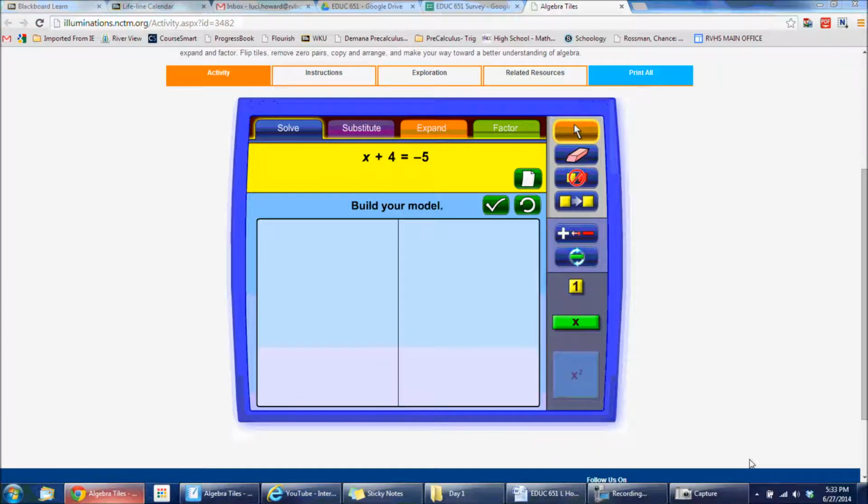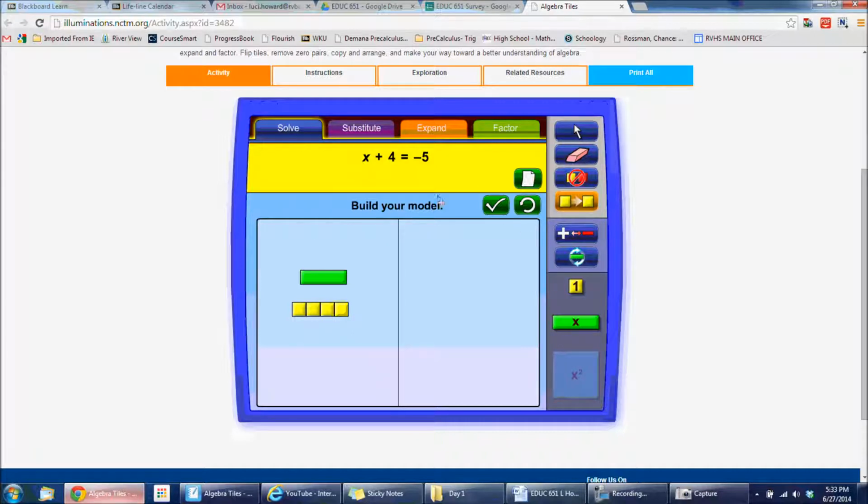So here we go. We're going to start off by modeling the equation x plus 4 equals negative 5. So I'm going to drag my tens block over, and then I need 4 of these ones blocks. Okay, so again, I just drag those over. Now, I can use this button here, and it's basically going to clone each of these blocks. So I now have 4 of them.